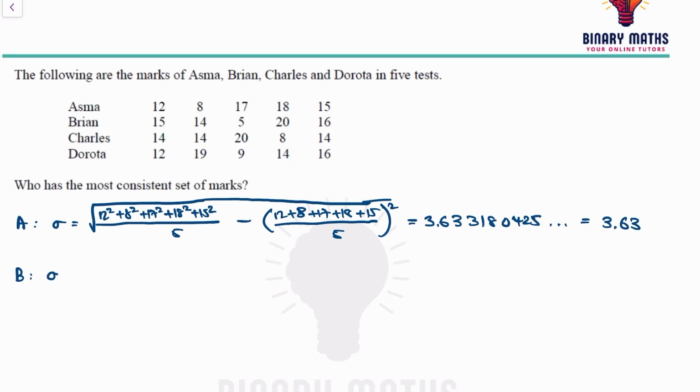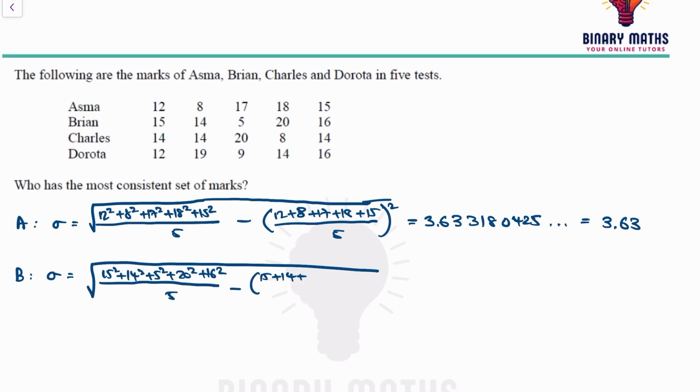So Brian, similarly, sigma will be equal to square root of 15 squared plus 14 squared plus 5 squared plus 20 squared plus 16 squared all over 5, minus 15 plus 14 plus 5 plus 20 plus 16 all over 5, squared. I end up getting 4.939635, which is equal to 4.94. So the higher the standard deviation, the less consistent it is.